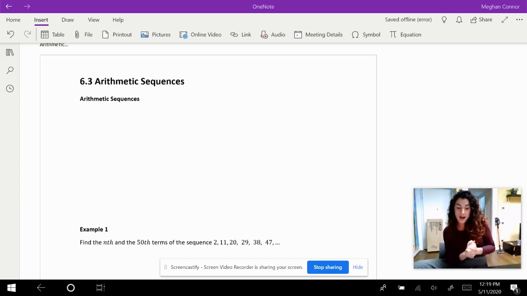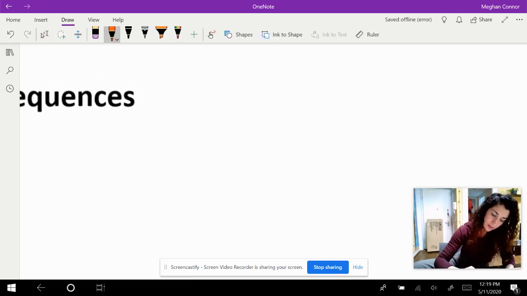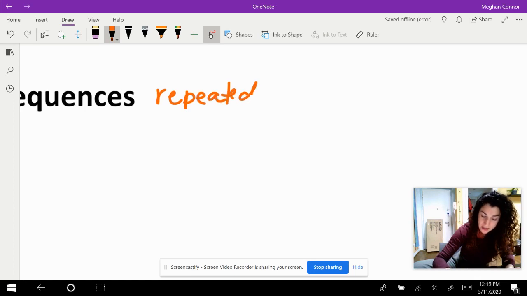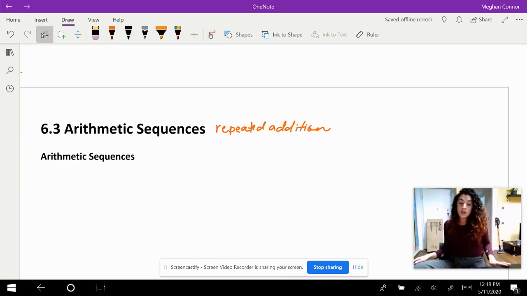Okay, so we are moving on to 6.3, which is our arithmetic sequences. Arithmetic sequences are repeated addition. Thinking back to your homework or to our last notes, there were tons of patterns. But one of the patterns that you saw was this idea of just adding the same number or subtracting the same number a bunch of times.